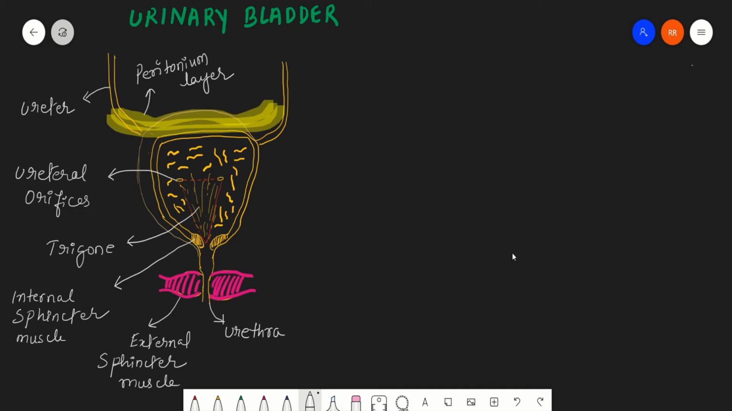Hello guys. So today we are going to discuss another topic in the urinary system, the urinary bladder. This urinary bladder basically stores the urine which was formed in the kidney, and from the kidney it enters the urinary bladder through the ureter. This ureter enters the urinary bladder posteriorly at an oblique angle and forms ureteric orifices within the urinary bladder.